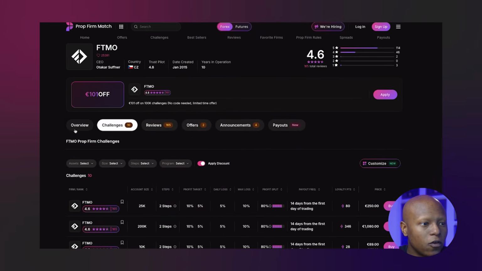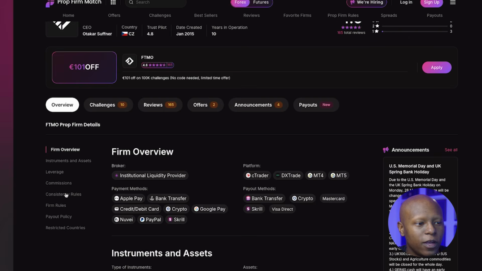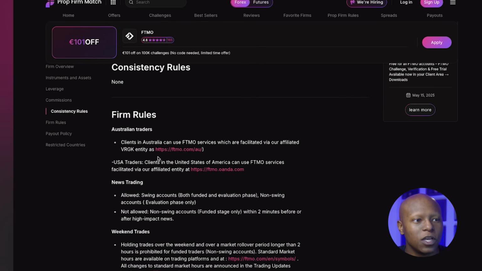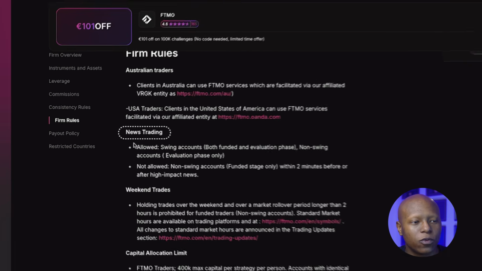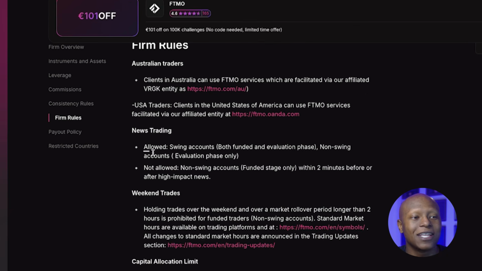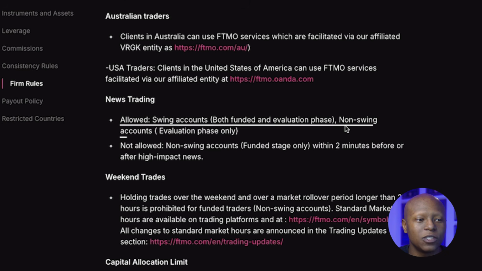Now if we head on back over here to the overview, you can actually see the full firm's overview, and if we come over here to consistency and rules, we can actually see the rules that FTMO offers. Some of the important rules that you want to keep an eye out for is the news trading rule, as we talked about, right? So it is allowed for swing accounts on both the funded and the evaluation phase. For non-swing accounts, it is only allowed on the evaluation phase.